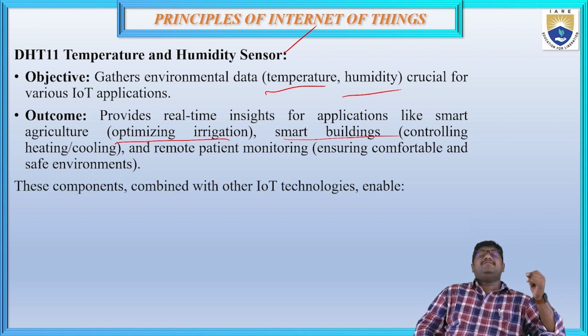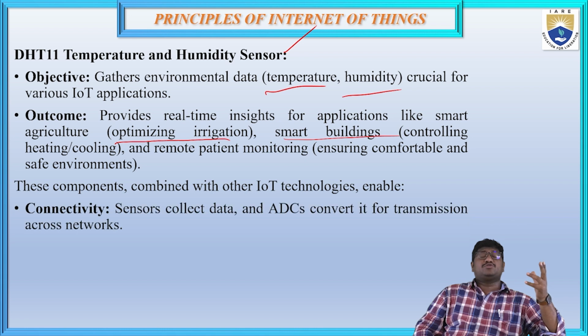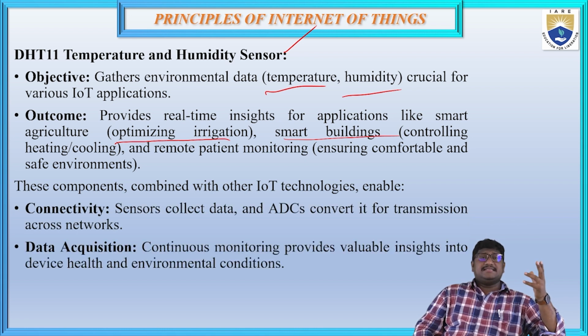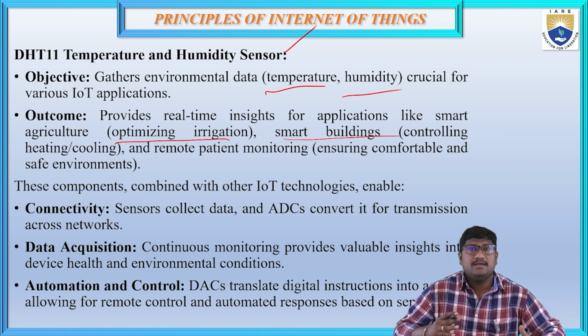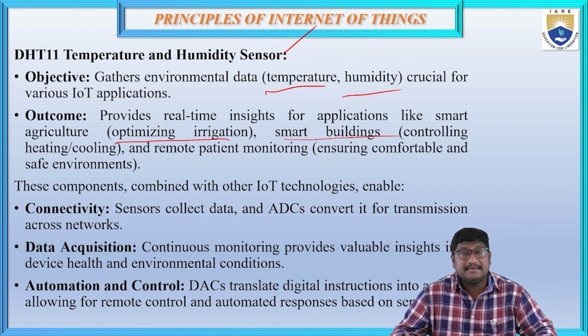These are the advantages. I can confidently say that by using these three components in a combination of our IoT technologies, it is going to enable connectivity, data acquisition, automation, and control. These are the three aspects which are going to be gathered by using these three sensors.